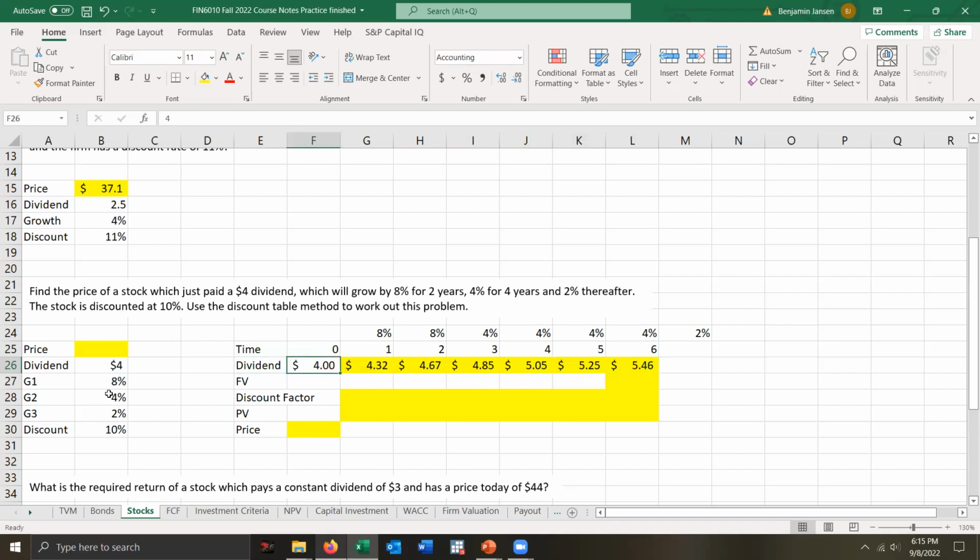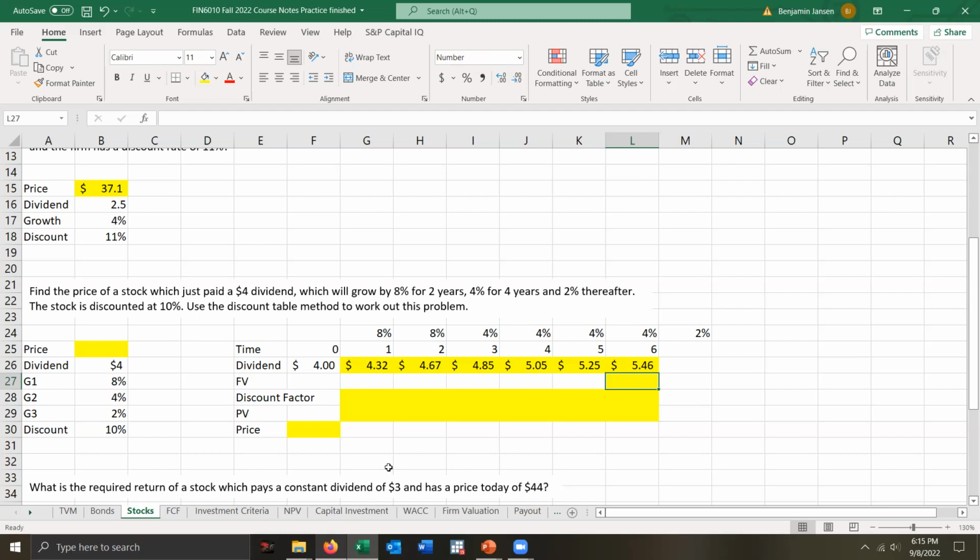So we started at $4 being paid out this year, growing at 8% for 2 years, and growing at 4% for the next 4 years. So now we've gone through these more unstable cash flow growth periods. In this 6th year, when cash flows start to grow at a constant rate, now we can use this perpetuity formula that we've been using so far.